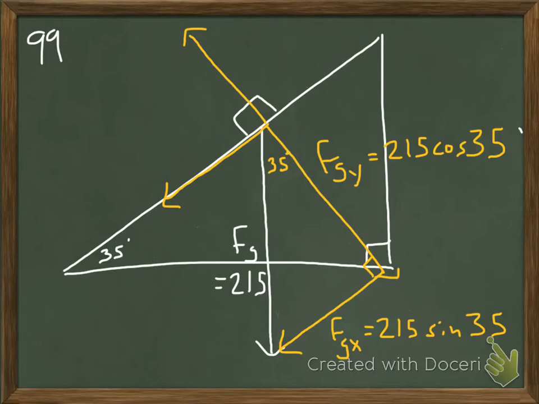Drawing these new axes allows us to take advantage of the force of gravity as a hypotenuse to find the x and y components. And so I've solved the problem. The problem is just asking for the horizontal component of the gravity, which would be 215 times the sine of 35, and the vertical component of gravity, which should be 215 times the cosine of 35.